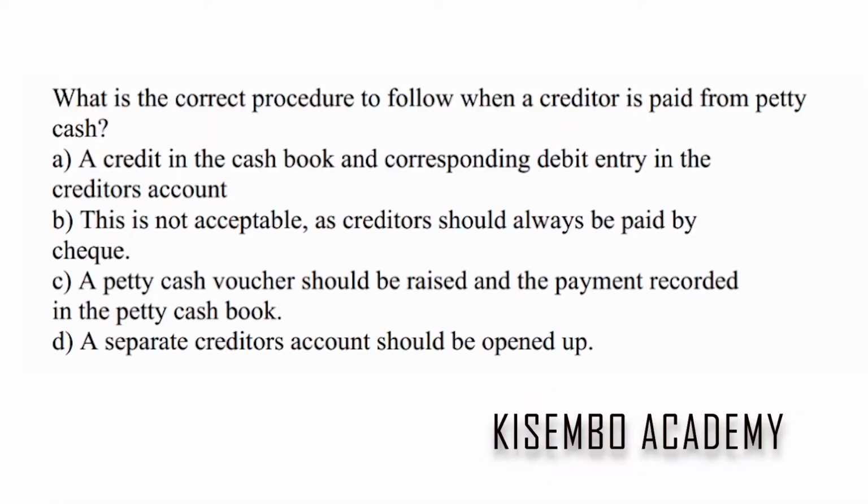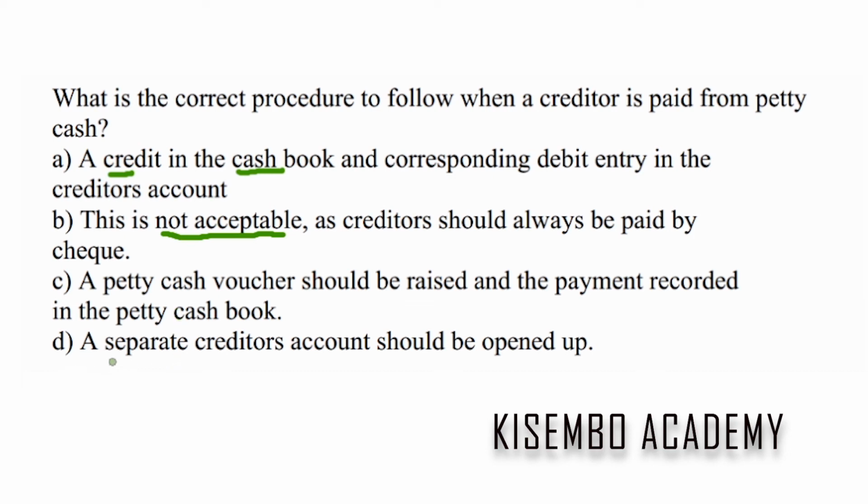Welcome back from that. So the question from that, what is the correct procedure to follow when a creditor is paid from petty cash? First of all, we are paying from petty cash. Because the transaction is affecting petty cash, definitely you can't tell me that you're going to credit in the cash book when the money that was used was petty cash. So A is not correct. B is not acceptable? Of course, it's acceptable. It is possible. Well, we know that petty cash is meant for small expenses, but sometimes you can pay creditors or suppliers from petty cash. So B can't be correct.